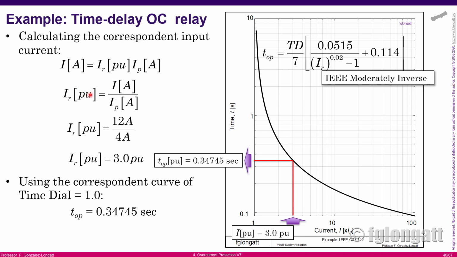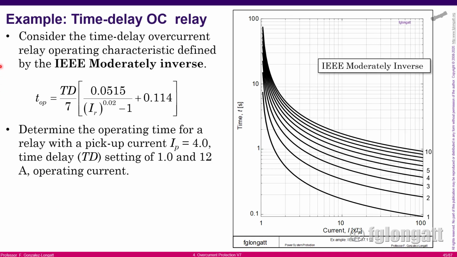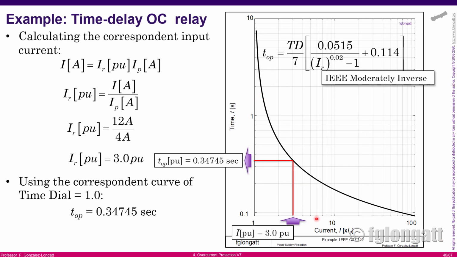Okay, it's very simple. The secondary current from the transformer is 12. The setting or the pickup current is 4. 12 divided by 4 represents 3 per unit. Okay. I believe all of you realize that the time dial is 1.0, and that means that there is a family of curves here from 1 to 10, but I only care about this one that I am pointing to on the screen, because it represents the one for dial 1, okay? And here it is very simple.